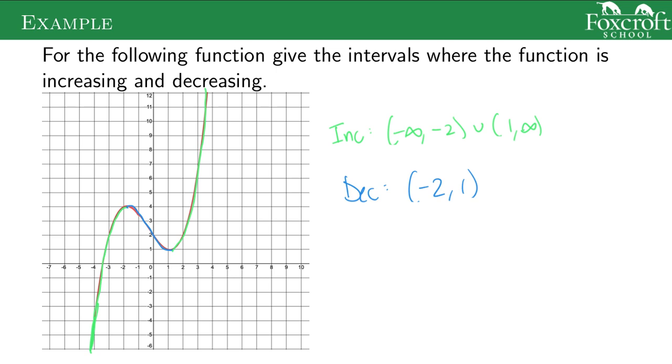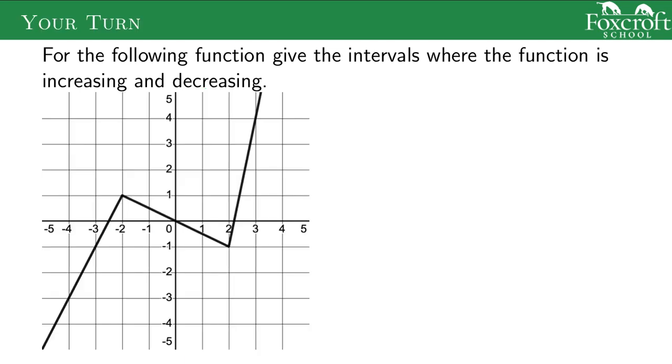So that's simple, just the definition for now. If you're going upward, you're increasing. Going downward, you're decreasing. So here's one for you to try on your own. Similar graph, but it's just straight lines, but it's the same idea. If you're going up, you're increasing. Going down, decreasing. So figure out these intervals, and I'll show you the answer in 3, 2, 1.